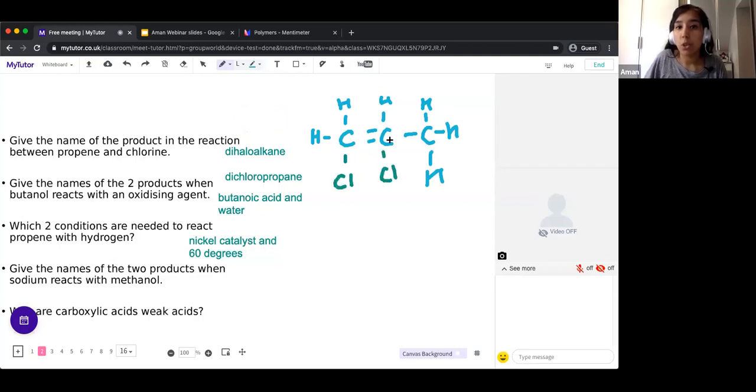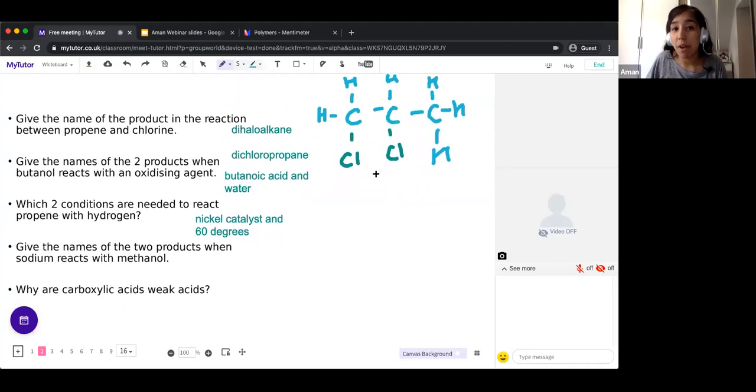And in order for that to join, we need to break this double bond. So that double bond breaks, becomes a single bond like so. And then to name that product, there's two chlorines, so dichloro, and it's become propane because there's no longer a double bond. So that's how I remember that one.